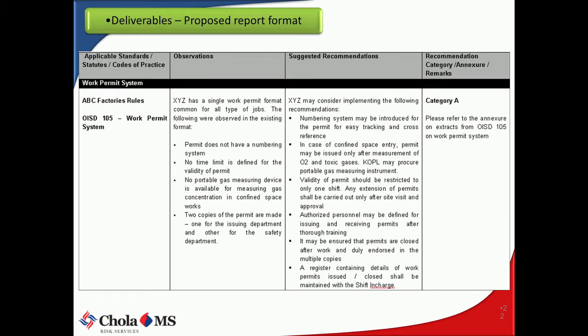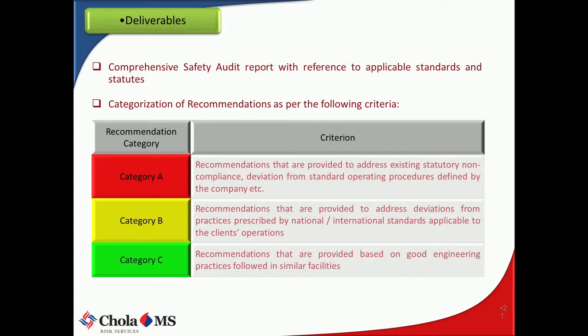You can see that we list what is applicable. If you're auditing a system, say a work permit system, what are the applicable standards for the work permit system? What are the observations we found in that? Then we give the recommendations and categorize them. How do we categorize? We categorize by category A, B and C. Category A is the highest, high risk, B is middle, medium, and C is low.